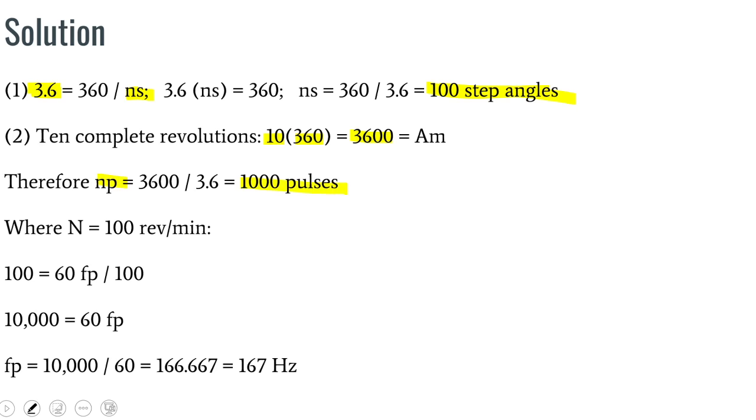So we need 1000 pulses, because per rotation it is 100 step angles. For 10 rotations we need 1000 pulses. Then for the angular speed, we want to achieve 100 revolutions per minute. So 100 into 60 over fp is what we need to calculate the frequency, and we can calculate that as 167 hertz.